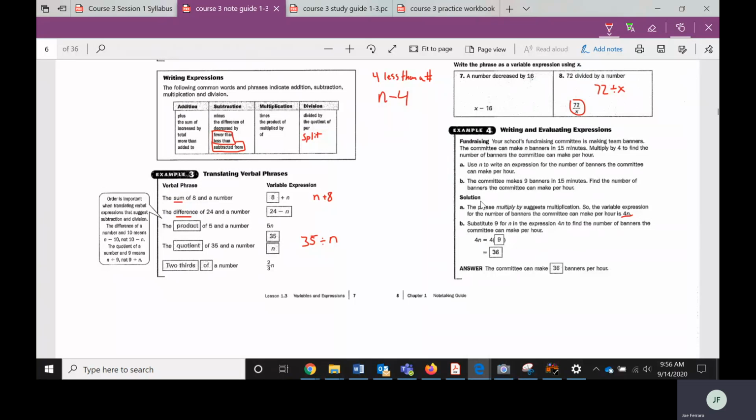Then B says they tell you they can make 9 banners in 15 minutes. So you plug 9 in for n. So 4 times n is 36. They make 36 in an hour.